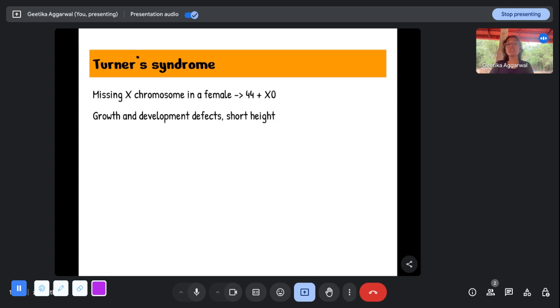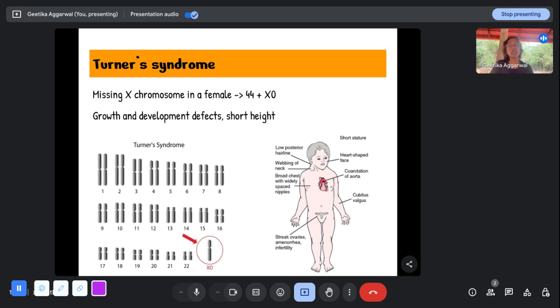It's a congenital condition in females in which they will be missing one X chromosome. It also affects the growth and development of the female and leads to a short height. And you can see here that one of the X chromosomes is missing. Okay. So this was all that was discussed this week.